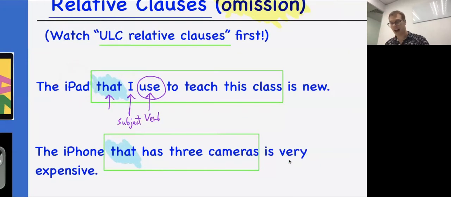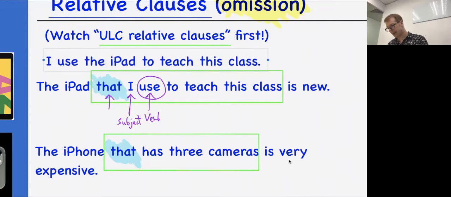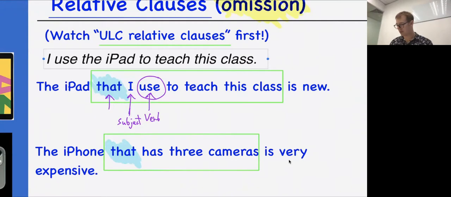So I could change this sentence. I could say, I use, right? I use the iPad to teach this class, right? That's the idea here. I use the iPad to teach this class. All right? Whoops, uh-oh. It went very, very small. Technology, there's always something with technology.